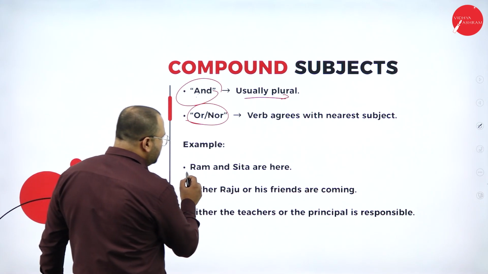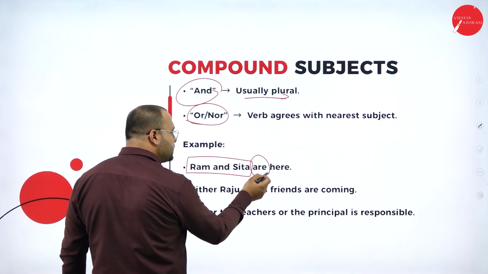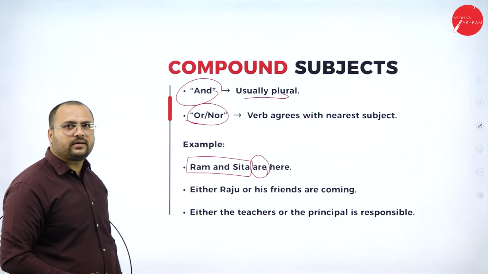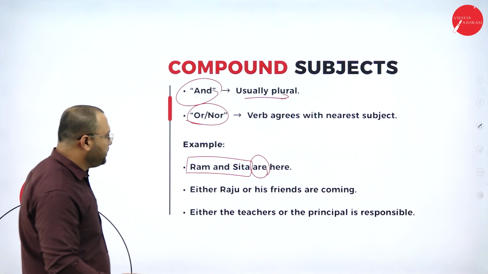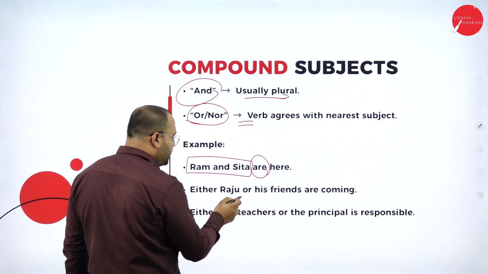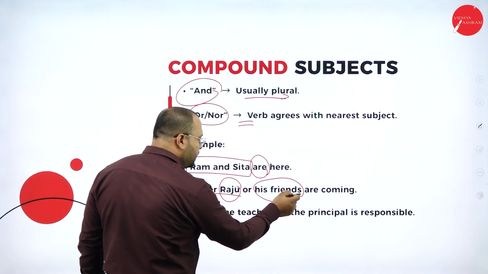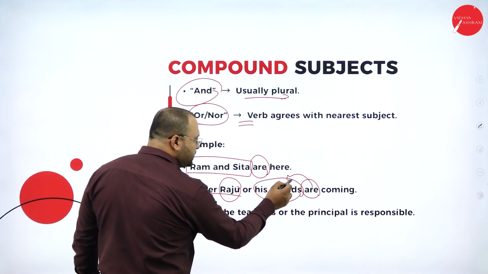Example, Ram and Sita. This is one group. It has become plural. Therefore, we use the verb are here. We can't say Ram and Sita is here. No, Ram and Sita both are there. Either Raju or his friends. See, here this explanation is given. Either Raju, one in number, or his friends, plural. And this verb should agree with the nearest subject.